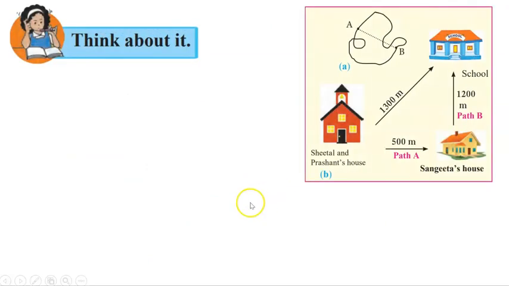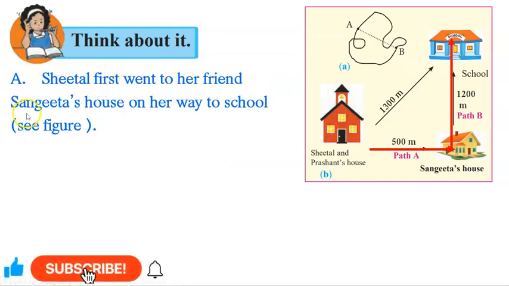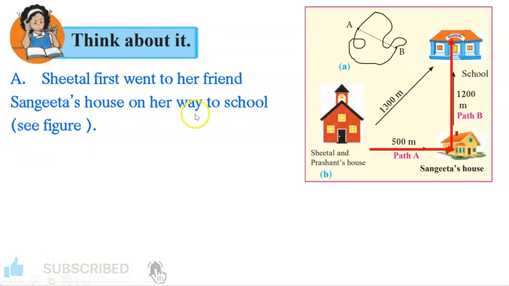Okay, now the next, see the figure here. First, Sheetal first went to her friend Sangeeta's house on her way to school. Here Sheetal went first to Sangeeta's house. She walked the distance of 500 meter, and then 1200 meter from Sangeeta's house to school. Okay.